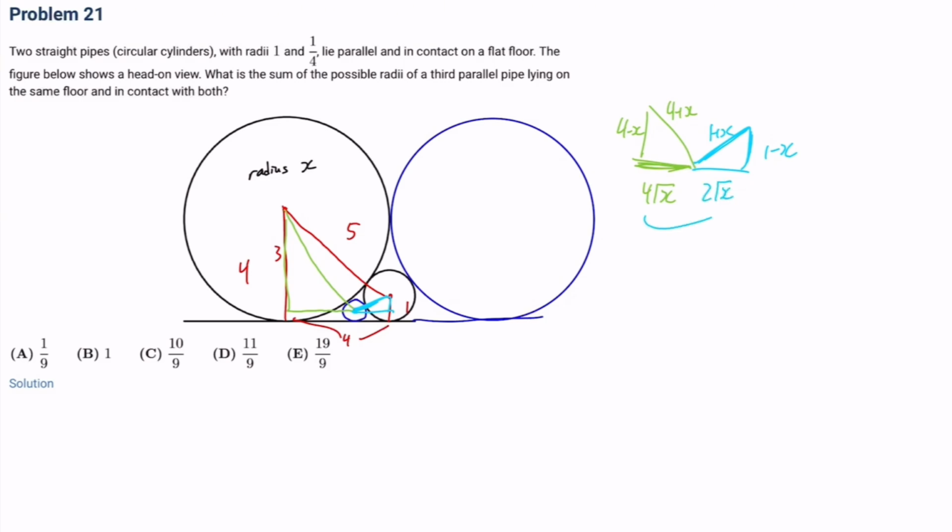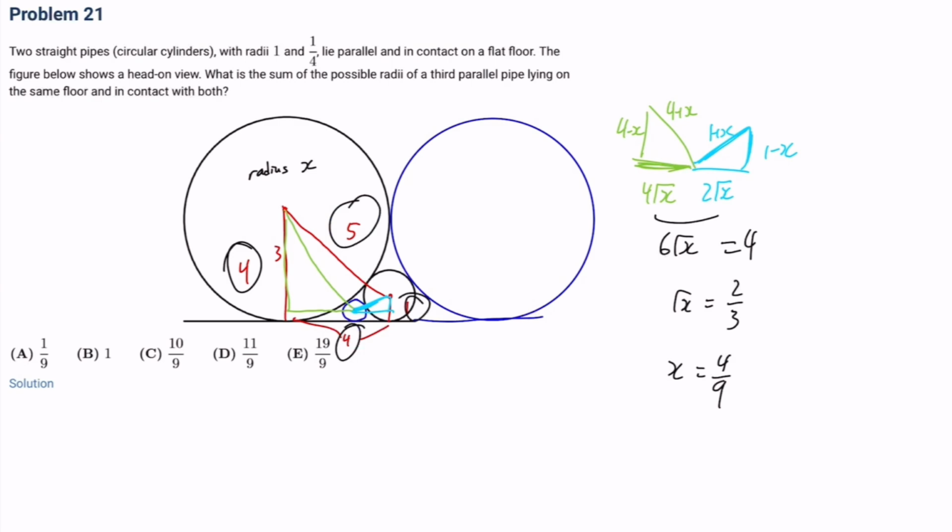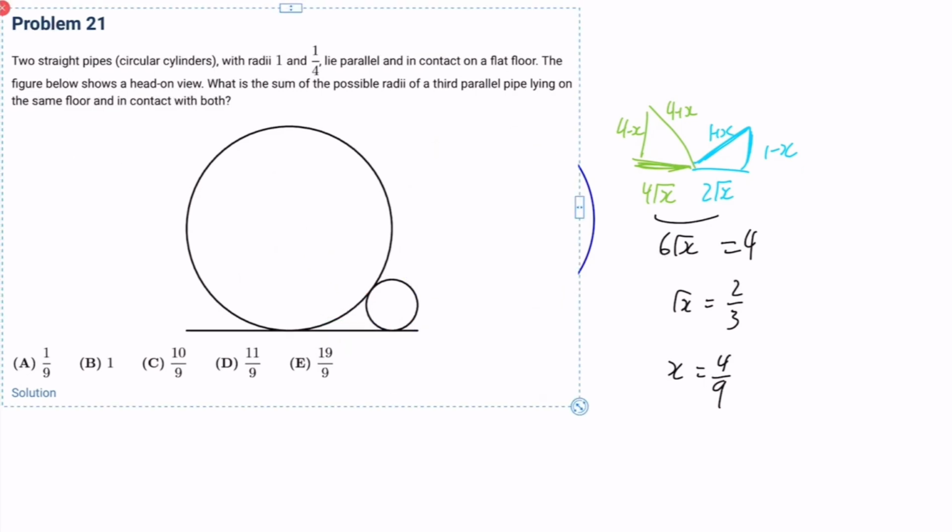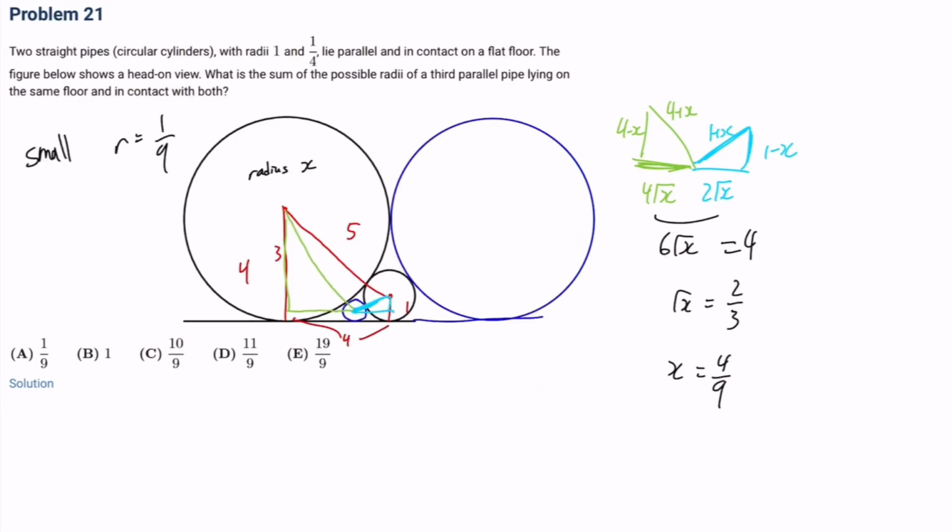And so putting those together, you get 6 root x, and that is equal to 4. So you get root x equals 2 over 3, and x equals 4 over 9. But here, this x is not the actual radius. Why? Because we used 4, 5, 1 like that, which is 4 times the actual value, right? Because the actual radii is 1 and 1/4. So we need to divide this by 4 again. So we get 1 over 9. So small radius is 1 over 9, like that.